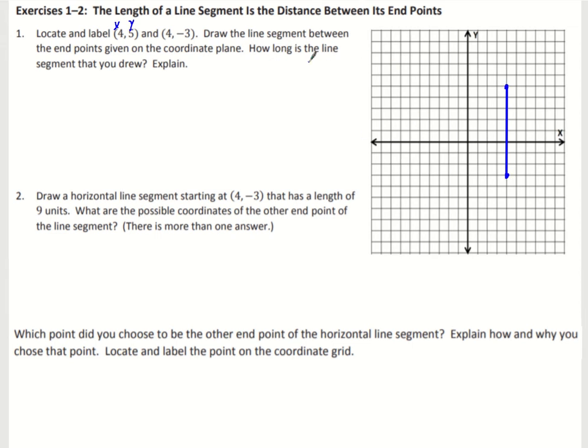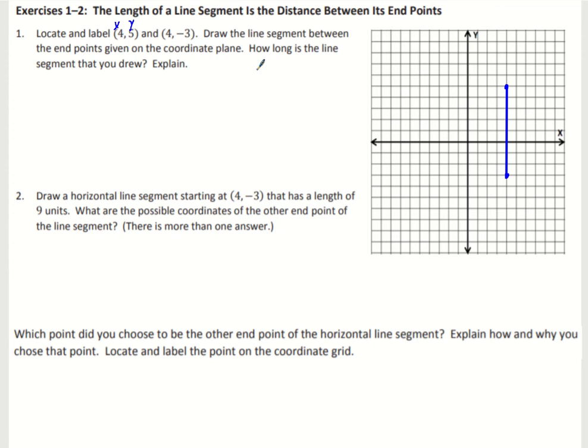It then asks us, how long is that line segment? Now, there's a couple of different ways that we can do this. The first way, since we have a coordinate grid, a really easy thing that we could do to find out how long this is, is to literally count the units. 1, 2, 3, 4, 5, 6, 7, 8. So I can just say, well, it's 8 long. I counted how long it was.